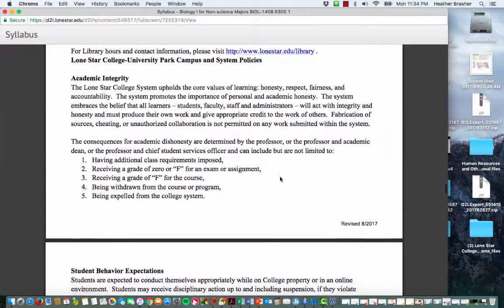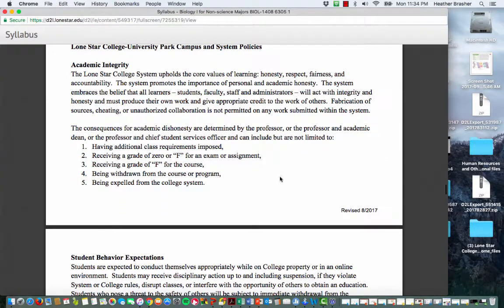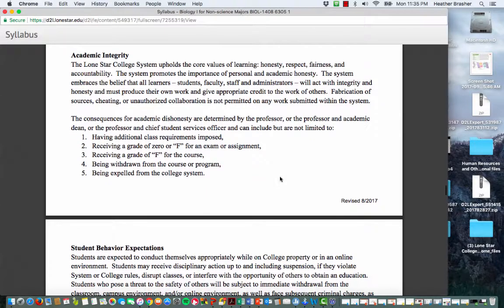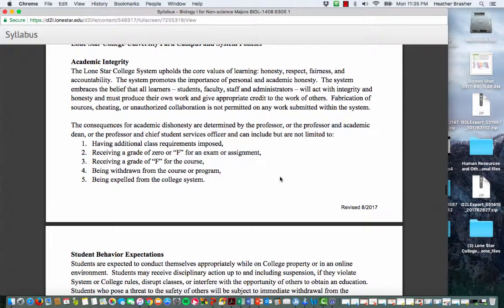Now, I'm really big on academic integrity. There's only a few things that I really value, and one of those things is honesty. And it's important that our system promotes both personal and academic honesty. And so with this in mind, if I find out that you're cheating in any way, there are a few things, and they're all determined by me.